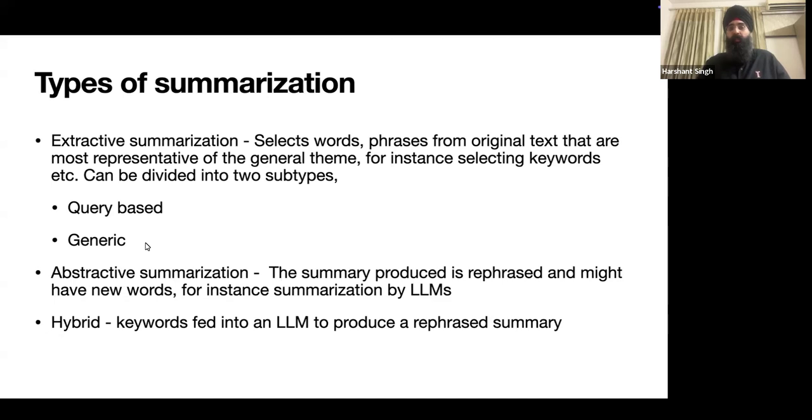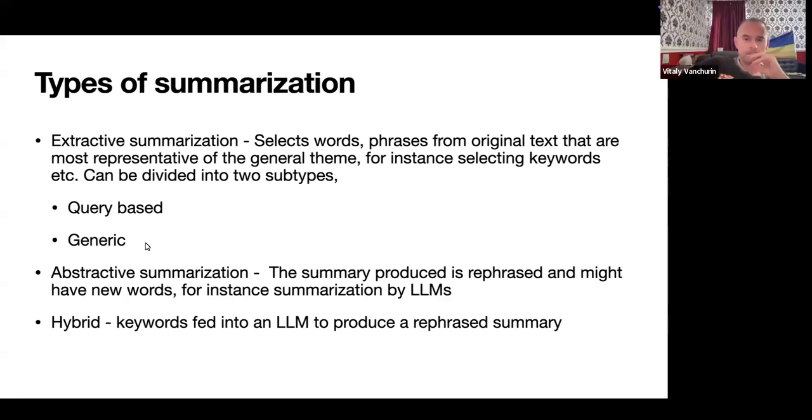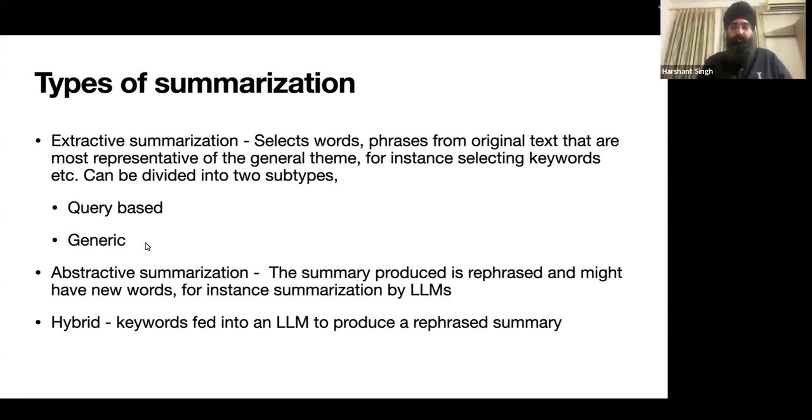The other sort of summary, which we are more commonly aware of, is abstractive summarization, which rephrases the original information and doesn't just use subsets of words or language elements from the original document, but rephrases it and produces something that is concise. This is the sort of summarization that is done by LLMs, etc. And then of course there are hybrid approaches, where you can generate the keywords with extractive summarization and then feed them into an LLM to produce a rephrased summary. So these are the various summarizations that are mentioned in literature.